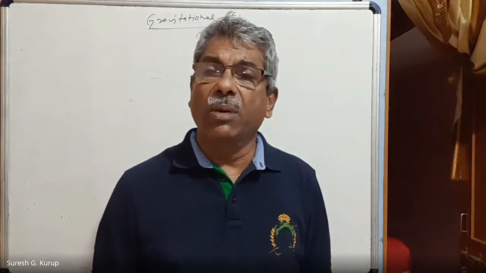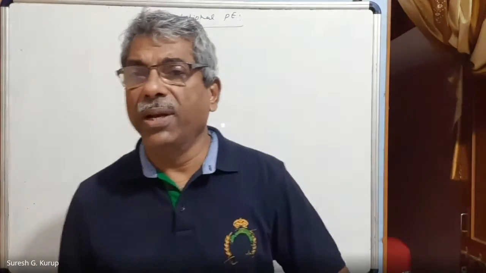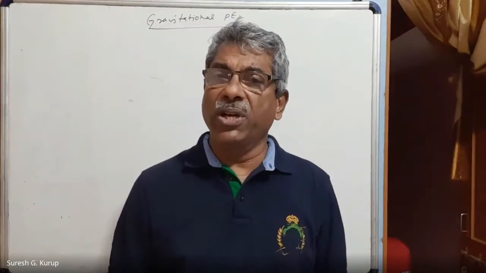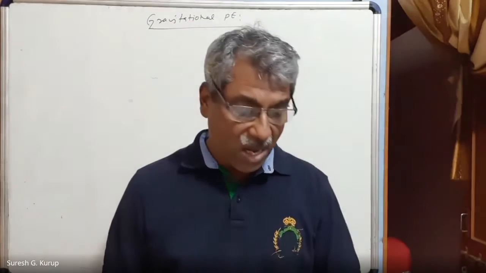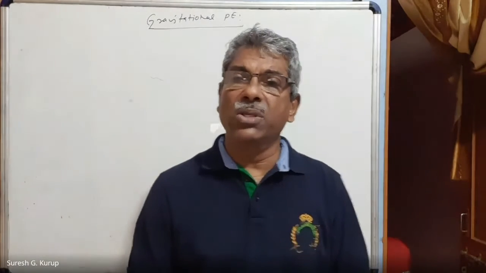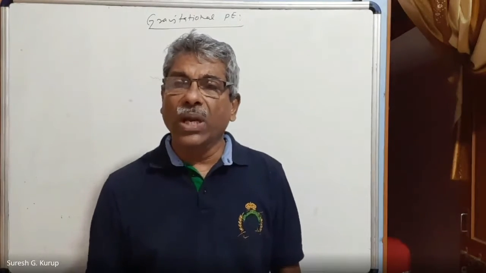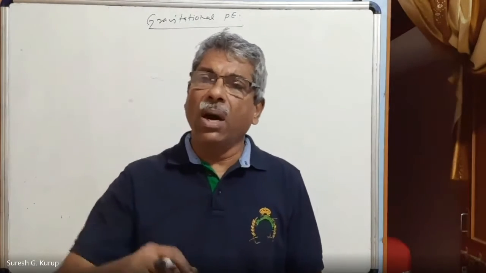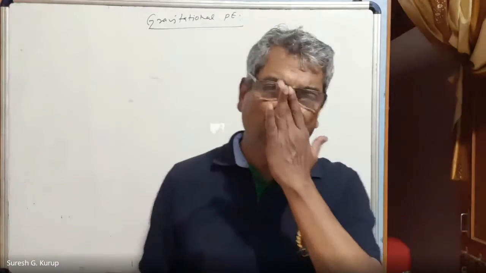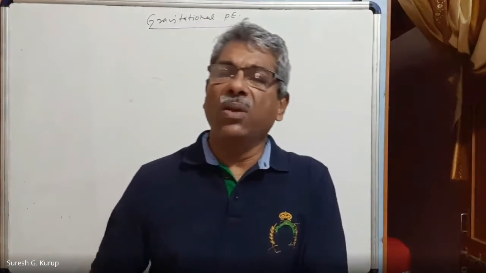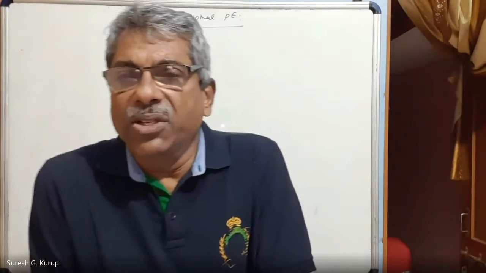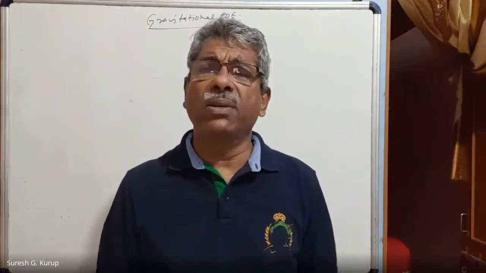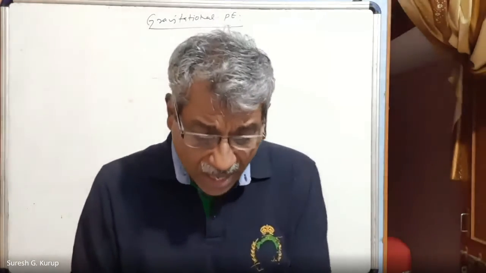Today I am going to talk about gravitational potential energy. Gravitational potential energy is the stored form of energy. When a body is taken to a certain height above the surface of the earth, we have to do some work on the body to lift it. The work done by us is stored in the form of an energy. This is called potential energy. Potential energy is always a stored form of energy, right?